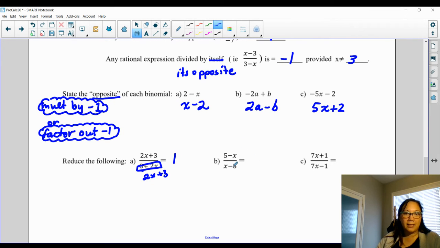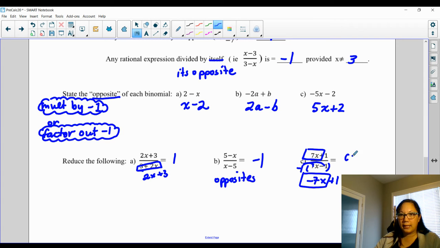Here, 5 minus x and x minus 5. Well, this time we have opposites. So the answer is going to be -1. If we see that in a question, we can simplify that to be -1. What about here, 7x plus 1 and 7x minus 1? Let's see what happens if I take my bottom factor and multiply it by -1, and I distribute that -1 to each piece. I get -7x plus 1. But be careful, this was a +7x, and I ended up with a -7x. So this one actually can't be reduced. They're not the same, and they're not opposites.